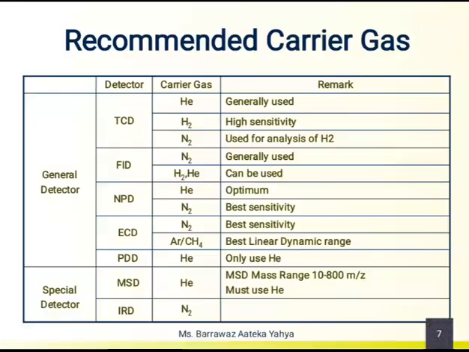Then there is a chart which recommends the carrier gas for suitable detectors. For FID, the most widely used carrier gas is nitrogen. For NPD, we have helium as the most widely used carrier gas, but nitrogen gives the best sensitivity for the NPD detector. So based on the detectability limit, the sensitivity, and the detector quality, we have to choose the carrier gas. But overall, the carrier gas should be pure, dry, economic and inert in nature. It should not react with either the column material or the sample of interest.